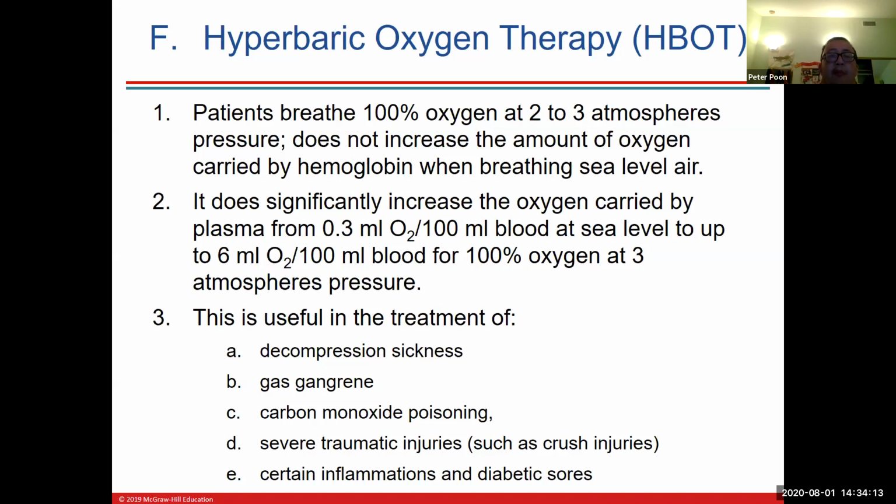All right, so hyperbaric chambers. Patients breathe 100% oxygen at 2 to 3 atmospheres. It doesn't increase the amount of oxygen carried by the hemoglobin because you're already at 99%. What it does increase is the oxygen carried in the plasma. That is useful in the treatment of decompression sickness, gas gangrene, where you want oxygen going to those tissues, and carbon monoxide poisoning because you've got to flush out the carbon monoxide, and stuff like that.